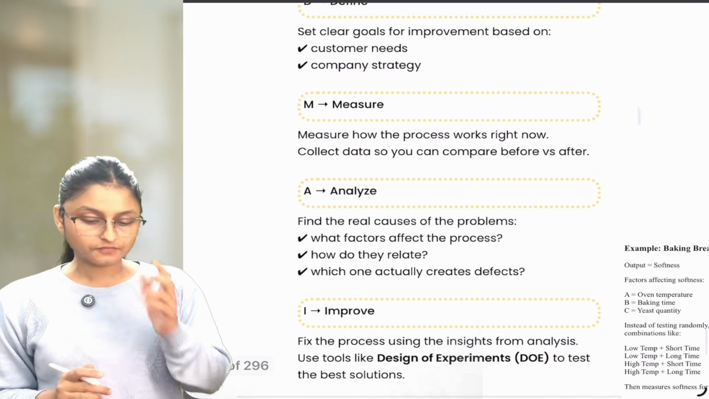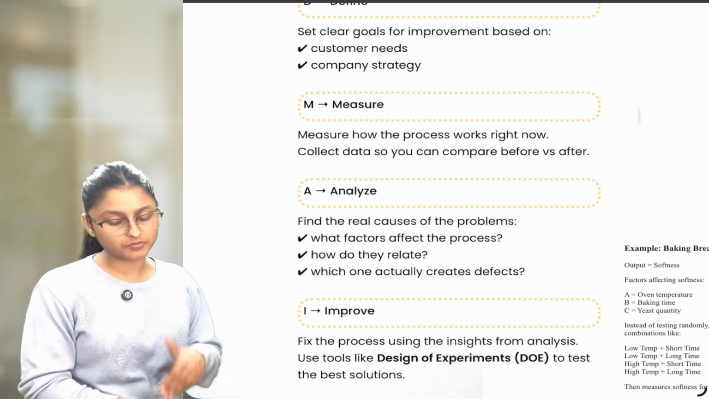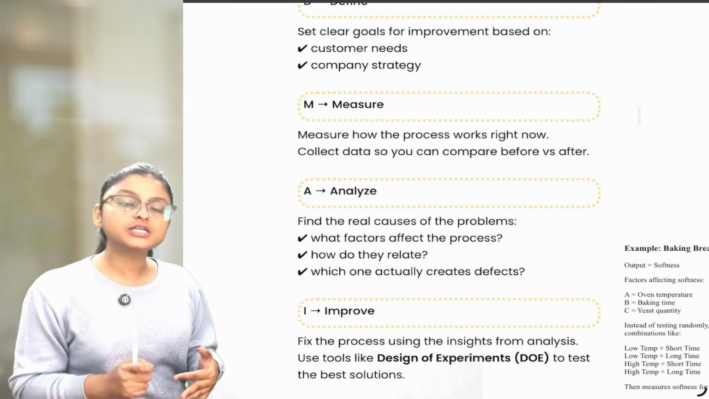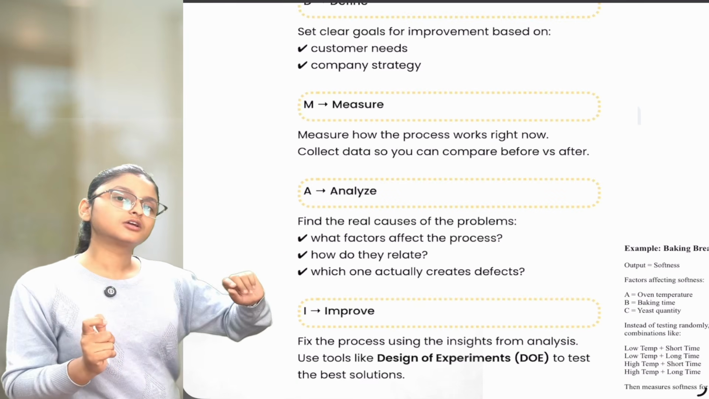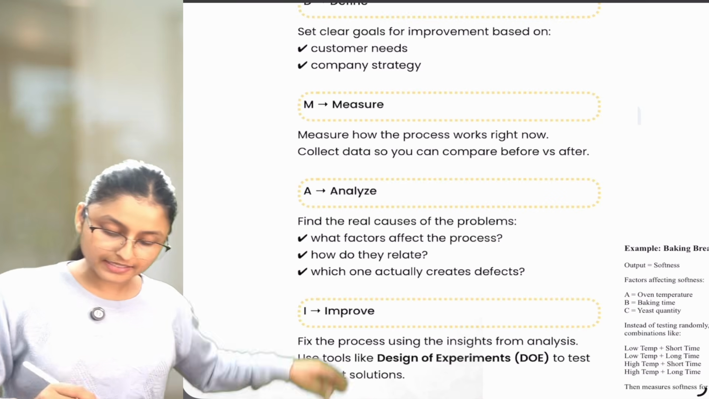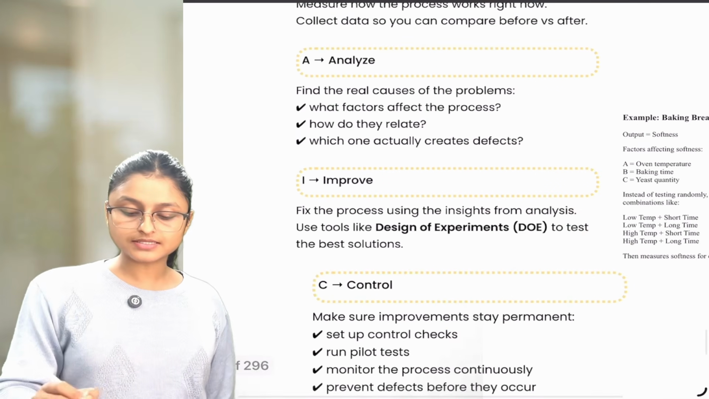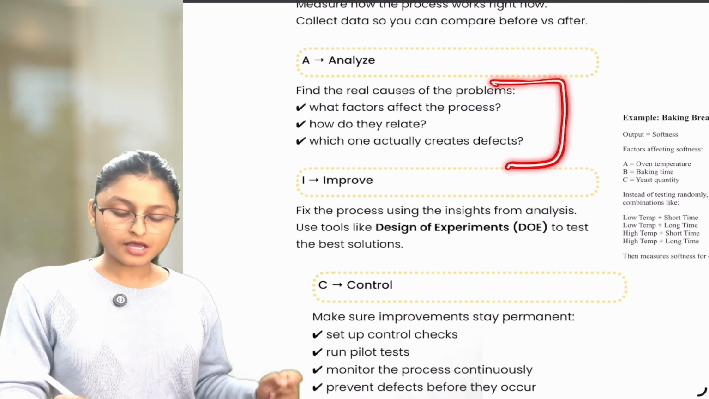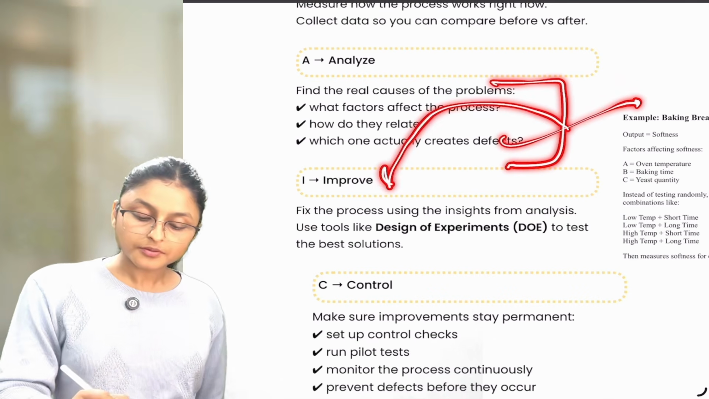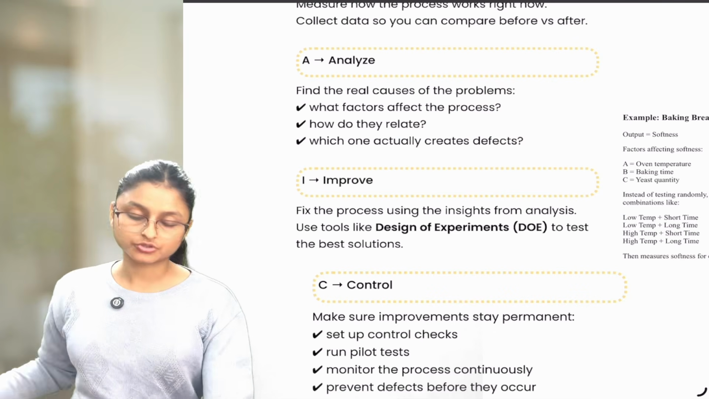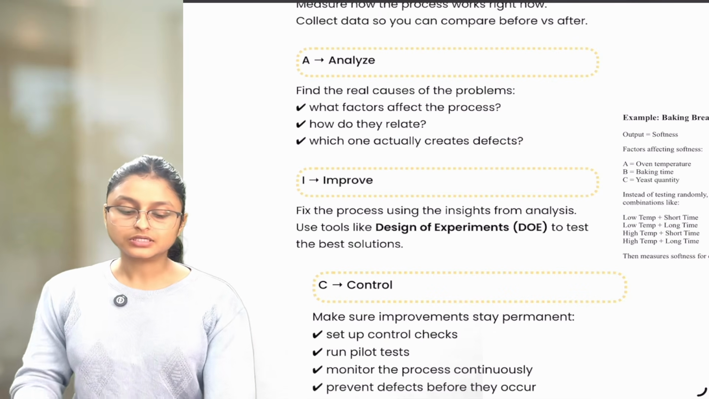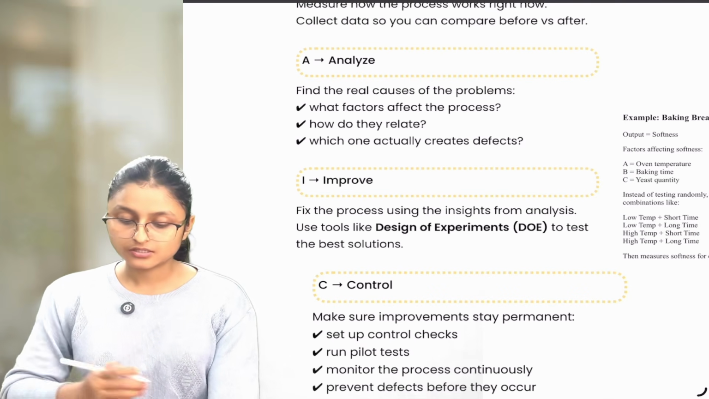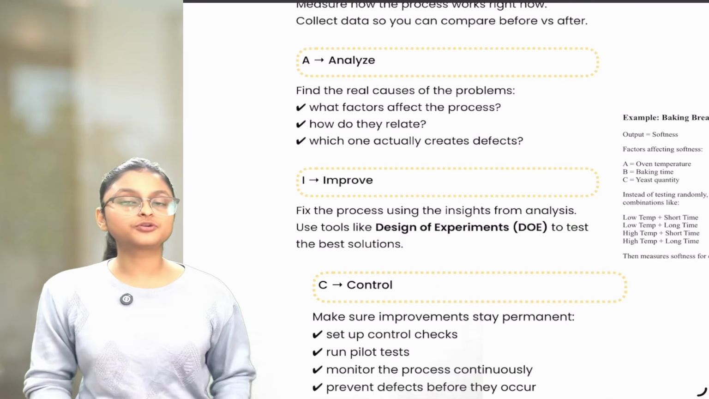Next, analyze. Find the real cause of the problem, why that particular problem is arising. What factors affect the process? How do they relate? Which one actually creates defects? What are the factors due to which this defect is happening? Next, improve. Fix the process using the insights from analysis. You understood the problem really well, right? Now, by understanding it really well, you can improve. That means find different solutions to solve that. You will use design of experiments or different types of tools to test the best solution. This is one kind of tool. There can be many different tools which can be used.